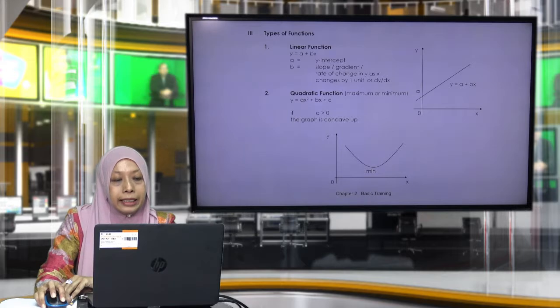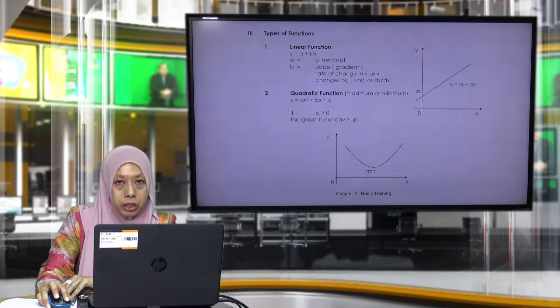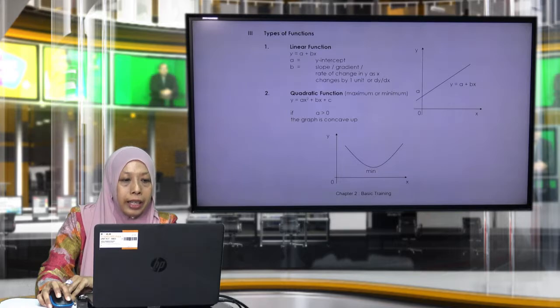Next, we're going to look at the types of functions in more detail. Now let's start with a linear function. A linear function is a function whereby the highest power of the independent variable is equal to 1.